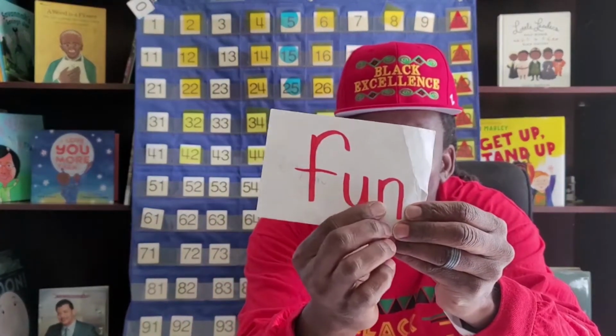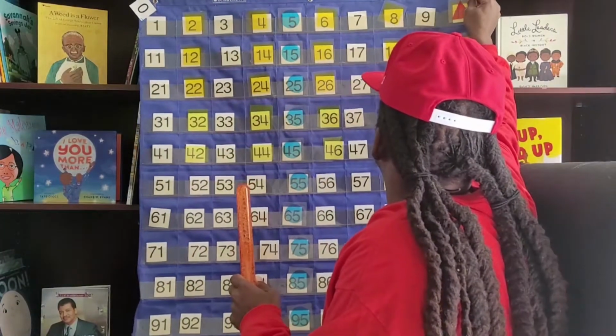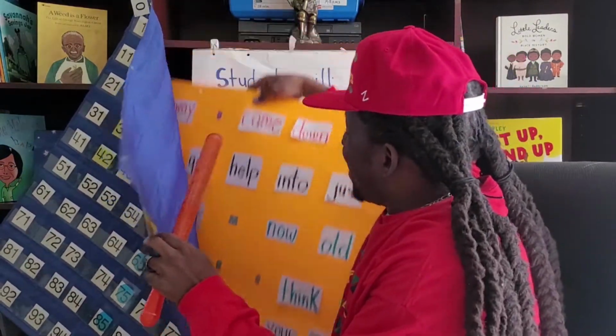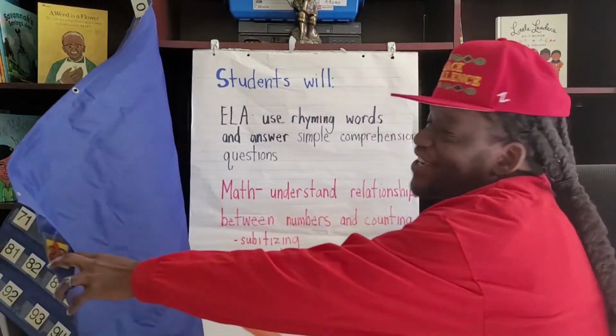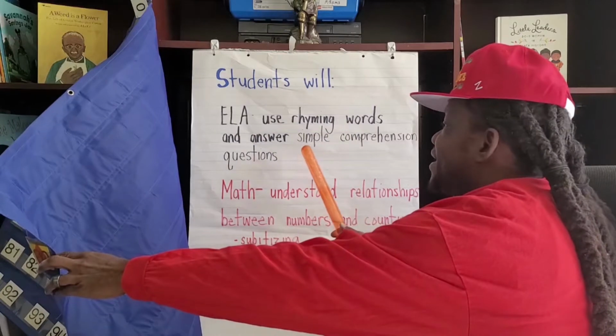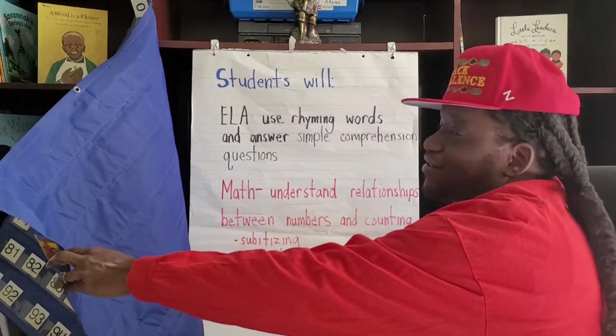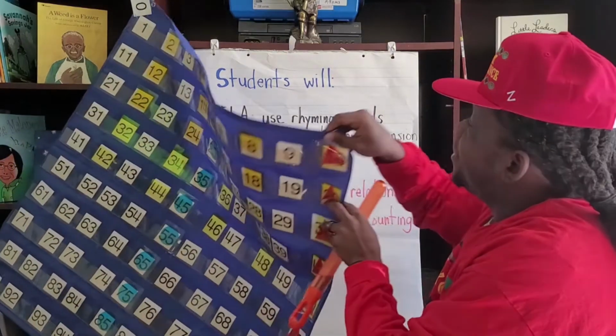But it doesn't matter if you're 2 or 102, I hope that you have some fun, F-U-N, fun, and you learn something. So let's get started by looking at our objectives for today. For the week that we had, let's look at our objectives. Use rhyming words and answer simple comprehension questions. Understand relationships between numbers and counting, subitizing, and cardinality.